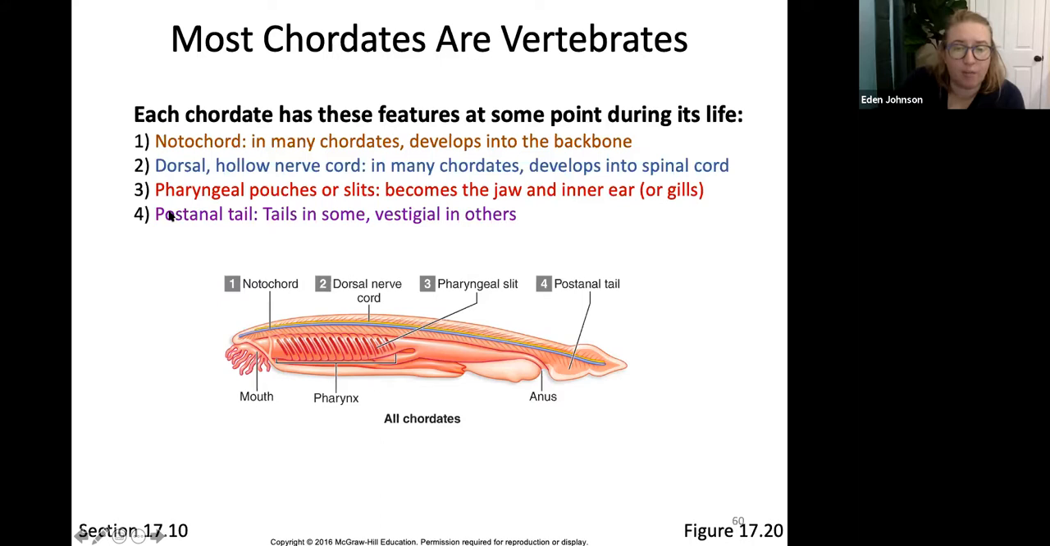Then you have what's called a postanal tail. So you've got the anus and then postanal, so this tail extends past the anus. You've got this tail. It's going to remain in some chordates, and then it's going to become vestigial in others, meaning that it's going to more or less go away.